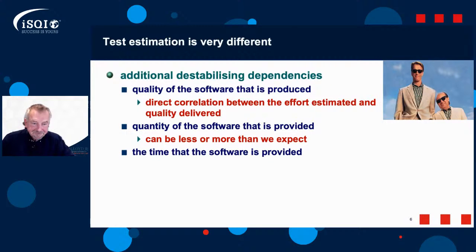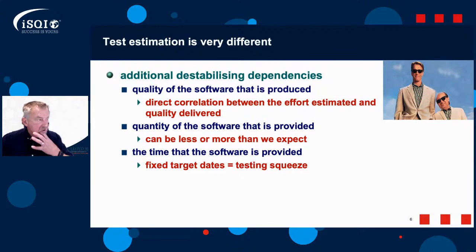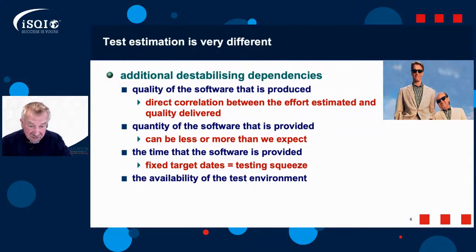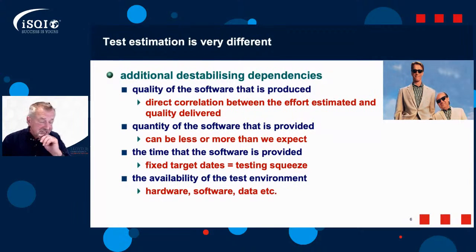The time. We're always in this squeeze. I call it the testing squeeze. We're always in this period of time where the deadline cannot move, and suddenly our period of time for testing gets squeezed, whether that's in traditional or whether that's in agile. You know, we're expecting a week of system testing and we only get a day. So I've got some hints and tips about what to do when you've got fixed targets and you've got this squeeze. And then the availability of our environments.